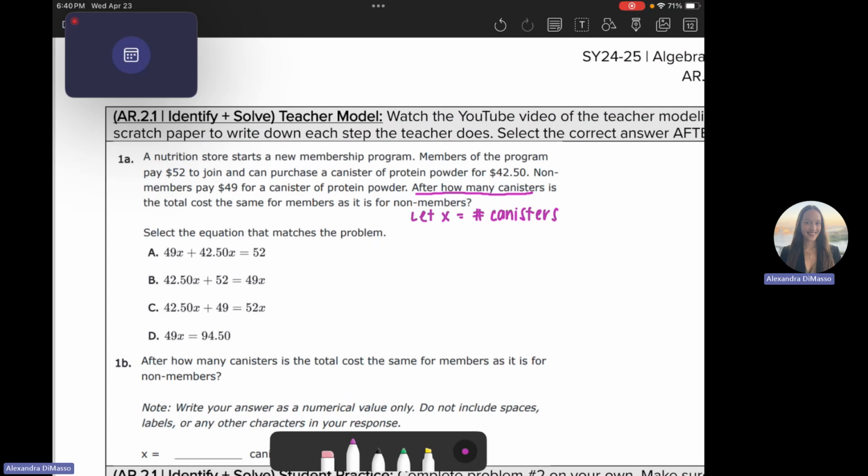Then I see that there is a one-time fee for the members to join, which is the $52. So $52 is my one-time fee. And I also see that those members get to purchase the protein powder for $42.50, and that's each canister. Anytime we think of the word per or for every single one, that means we're going to have to do some kind of multiplication.